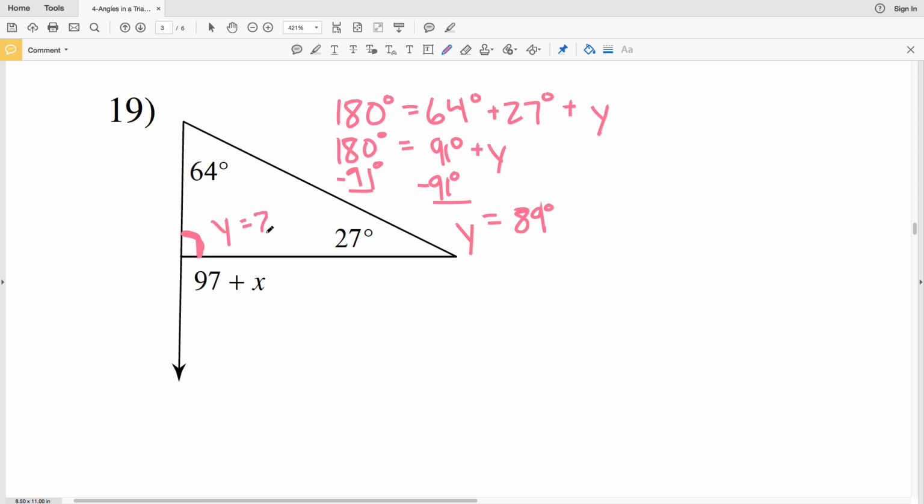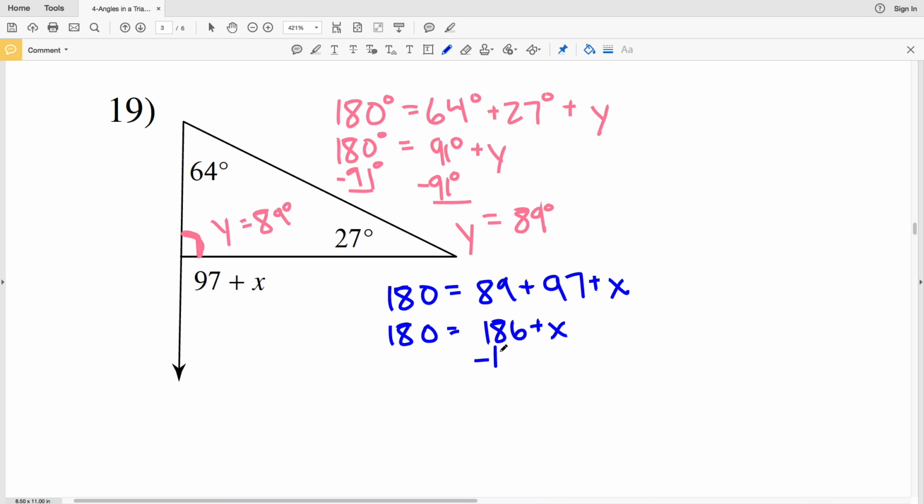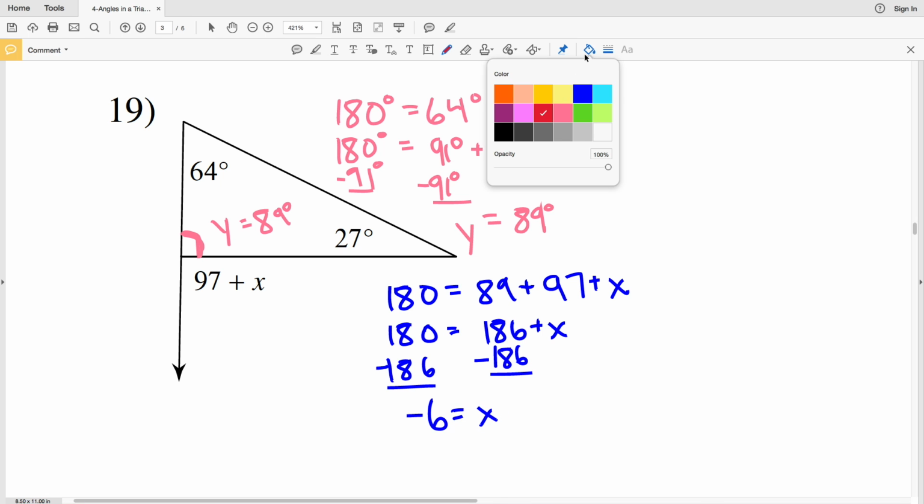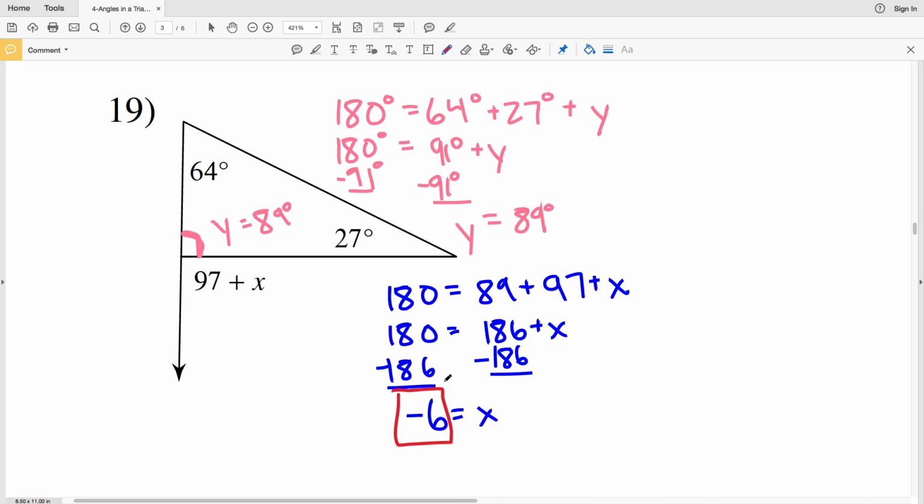So knowing that y is 89 degrees, we can see that y is a supplementary angle with 97 plus x. So 180 equals 89 plus 97 plus x. So I have that 180 equals 89 plus 97, which is 186, plus x. Subtracting 186 from both sides, I'll get that negative 6 is equal to x. So negative 6 is my solution in number 19.